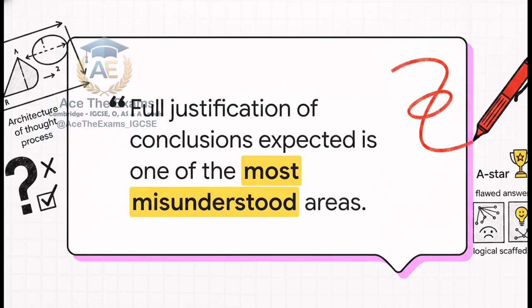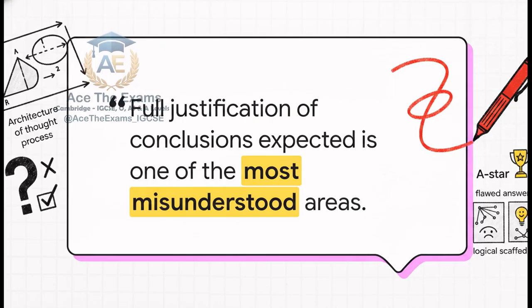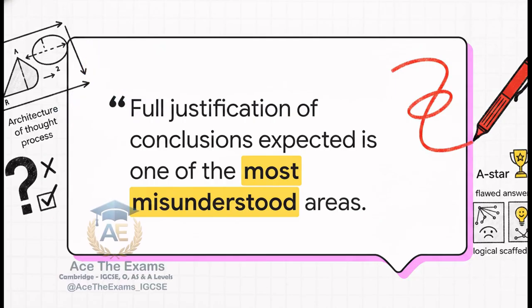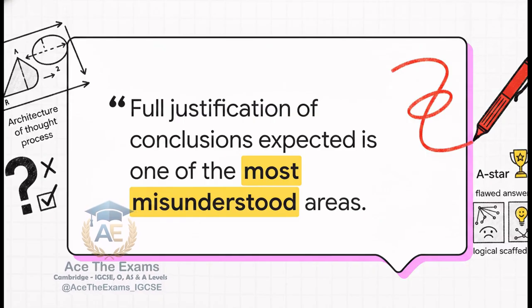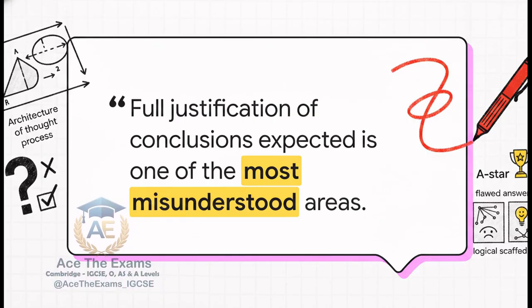They want to see the undeniable case you've built. If you just give the raw facts, or if you just give the final answer without the logical scaffolding holding it up, you get hit with a severe penalty. But don't worry, today we're going to fix exactly that, and I'm going to show you how to guarantee those method marks every single time.